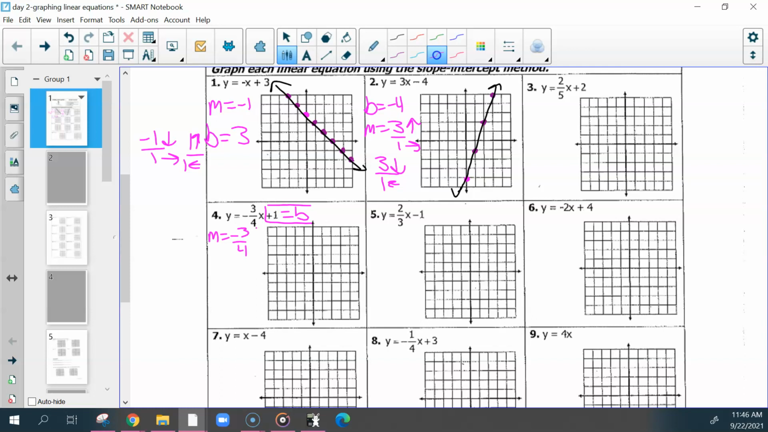So I could go down 3 and right 4, or I could go up 3 and left 4. Left is still negative, so that will still work. So I can plot a point at positive 1. And then for my slope, follow that. So go down 3 and right 4. Go up 3 and left 4. You're only able to go each one once, but then you can connect those dots.